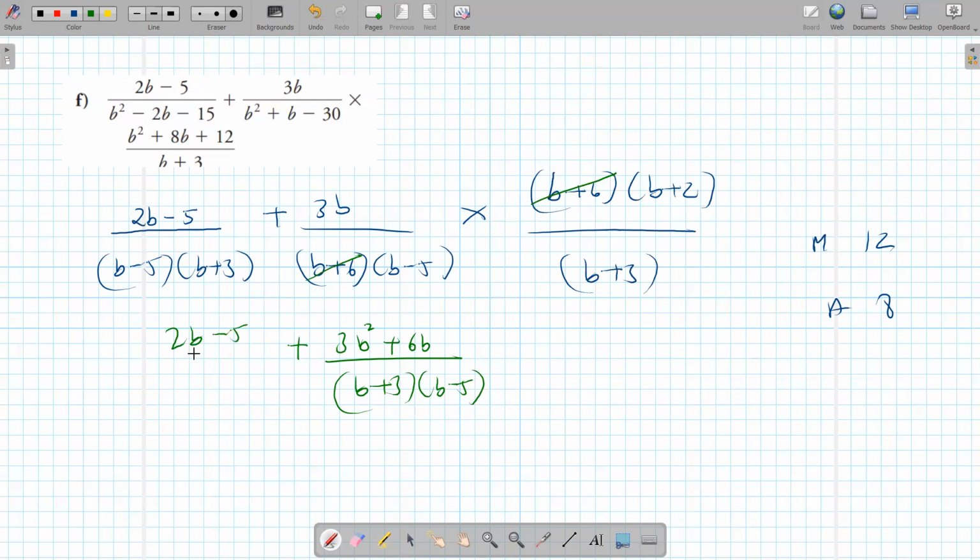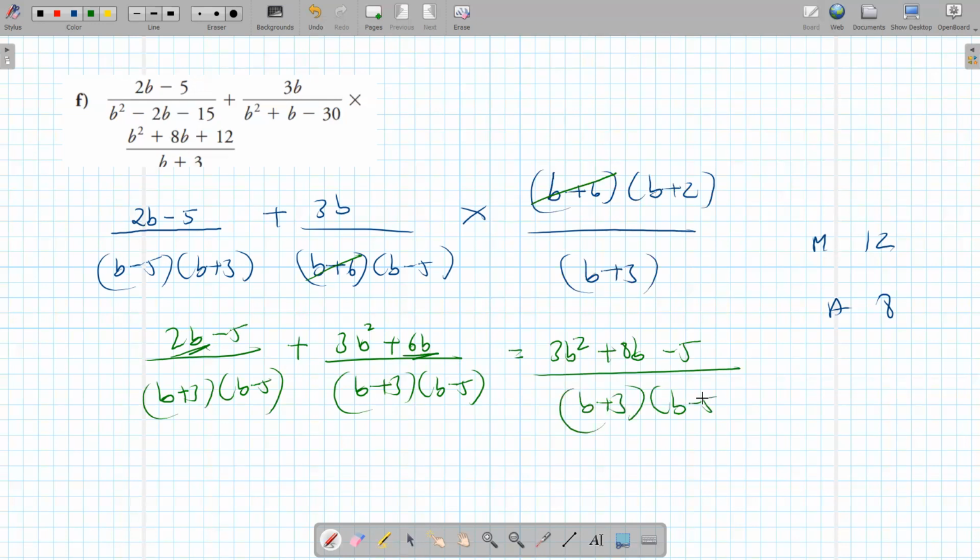Actually, this one worked out because they have the same denominators. If you notice, whatever we're left with, it's the exact same, yeah? So we can straight up just add the numerators up. So you get 3b squared, the biggest power. Then we have 6b plus 2b, which is 8b, and minus 5, like that. You have b plus 3, b minus 5.